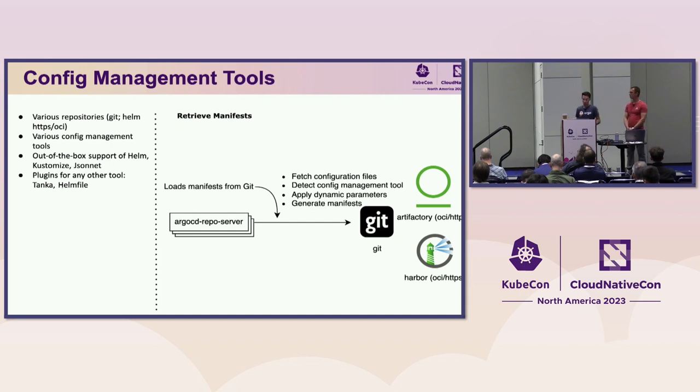And what this also means is that it's relatively easy to extend this process with plugins. So if you have a custom templating language that you like to use or a very unique use case, as long as you have a binary which is accepting really any input and outputting valid Kubernetes YAML, it can then be turned into an Argo CD config management plugin.